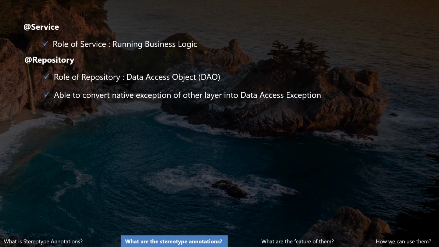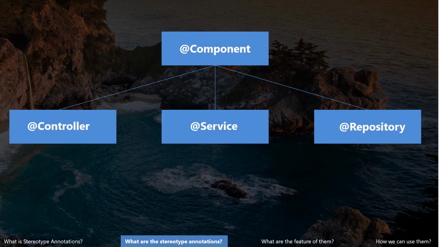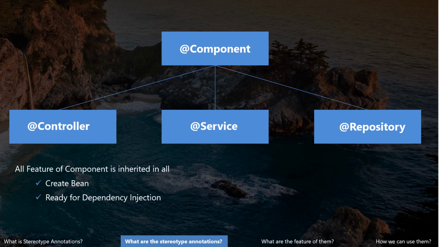All these 3, controller, service, and repository, are children or meta annotations of component. That means all the characteristics of component will be inherited in these 3. So at the time of component scan, the container will create the beans of these 3 and make these beans available for dependency injection, with some additional features.